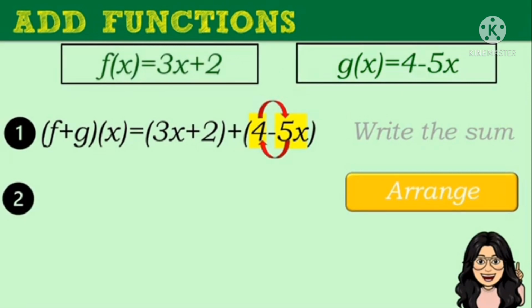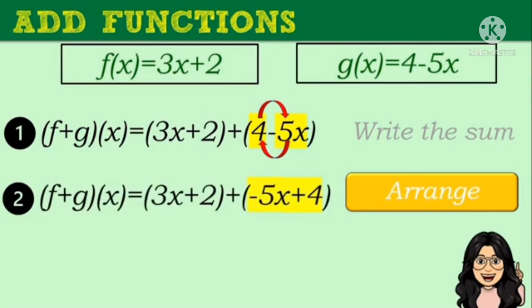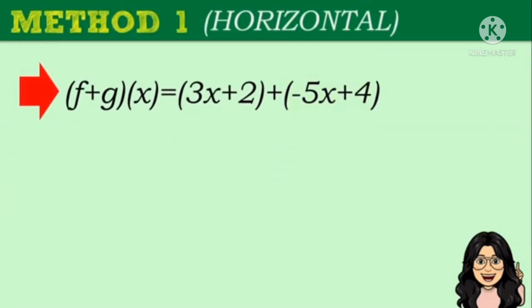So here, notice that -5x and 4 must be interchanged to arrange the polynomial. So it will be like this: -5x plus 4 for g of x. From here, we are going to introduce two methods on how to get our answer. Let's start with method number 1. This is the horizontal method, so all of our answers are written horizontally. So this will be it.